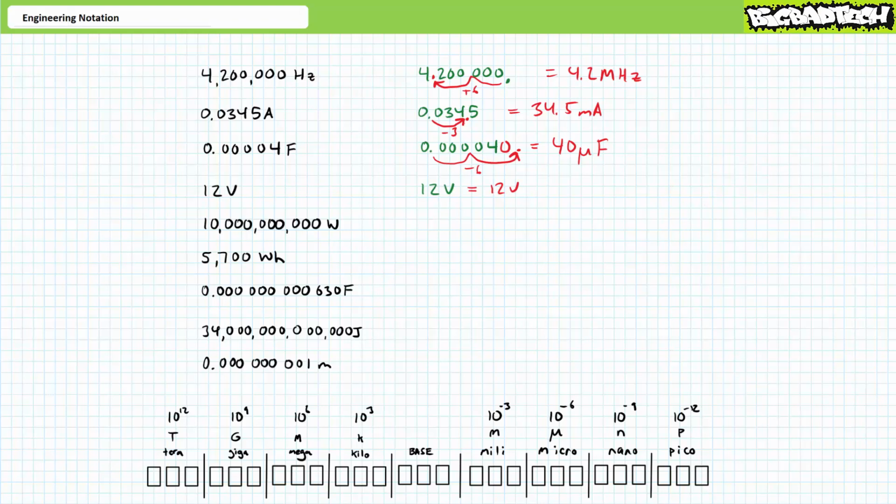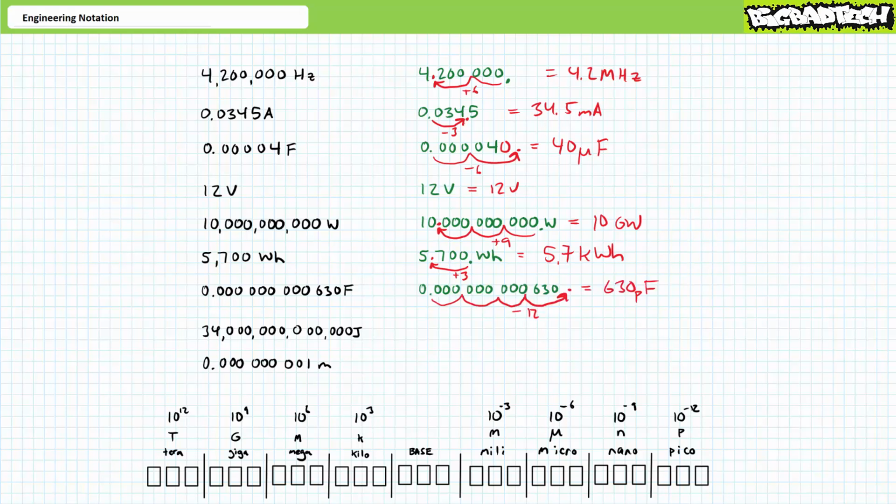Our next example, 12 volts, is already in proper engineering format, so 12 volts is most appropriately expressed as 12 volts. Our next example, 10 billion watts, is best expressed as 10 gigawatts. Our next example, 5,700 watt hours, is more appropriately expressed as 5.7 kilowatt hours.